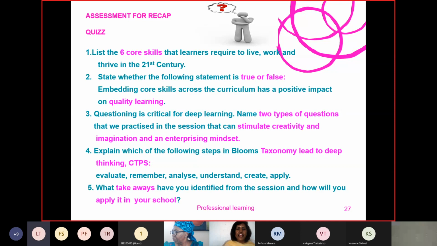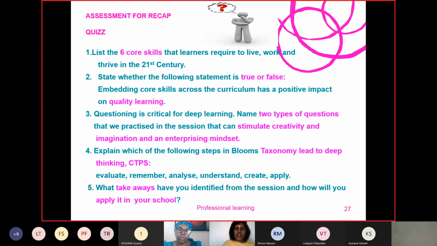Well done. Explain which of the following steps in Bloom's taxonomy leads to deep thinking. I'm looking for 3 here. Which 3 lead to deep thinking? Evaluate. Yes, evaluate. Analyze. Right, yes, analyze. And what else? Create. Final one? And Create. Yay, well done. And finally, that was for your own purpose.